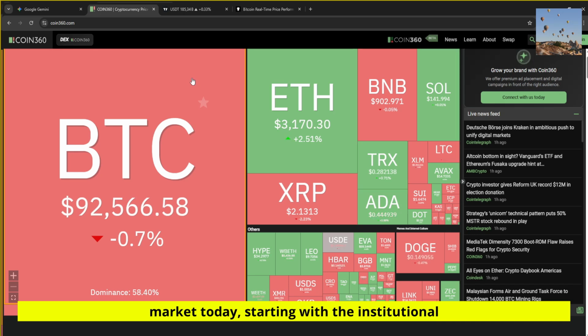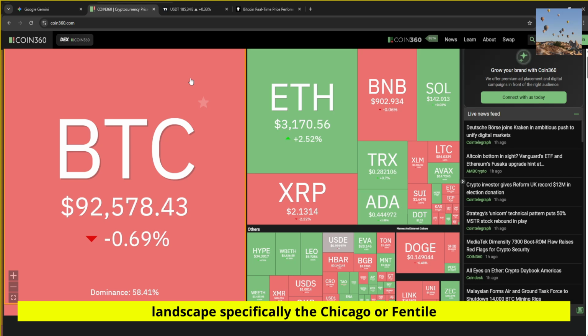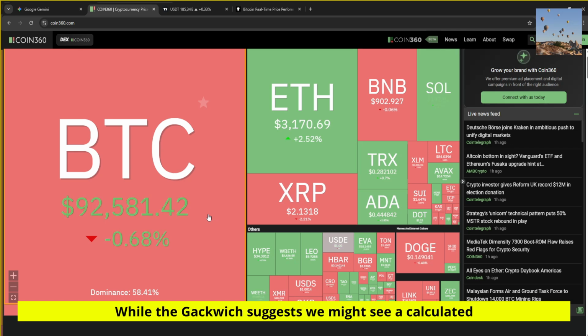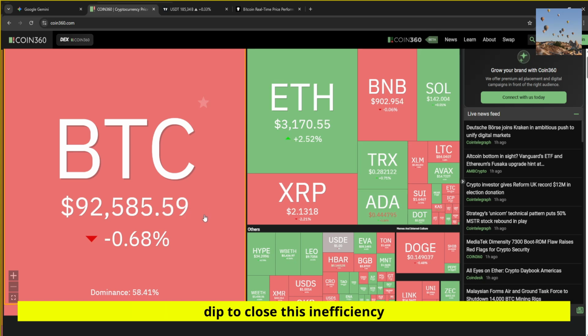Starting with the institutional landscape, specifically the Chicago Mercantile Exchange Futures chart, known as the CME, we have identified a significant gap that was left open during the weekend trading halt, and historically price action has a very strong tendency to revisit these levels to fill the gap, which suggests we might see a calculated dip to close this inefficiency before the real rally begins.